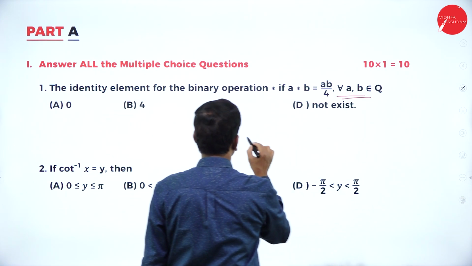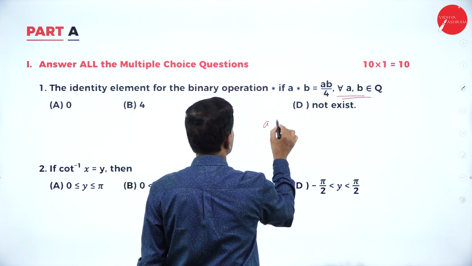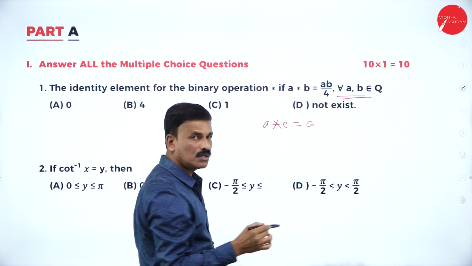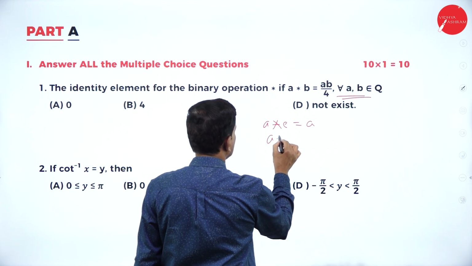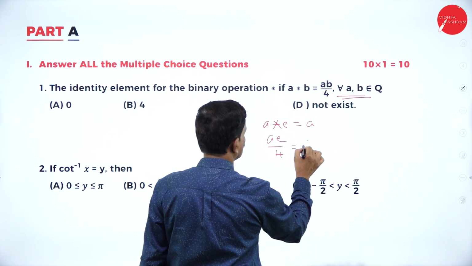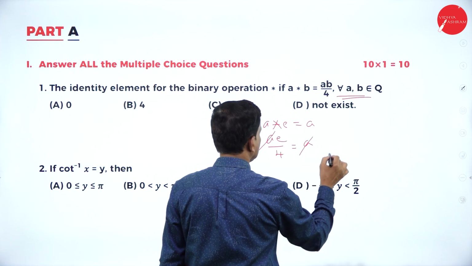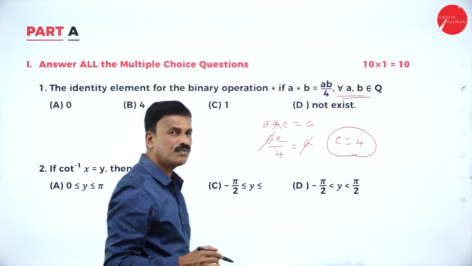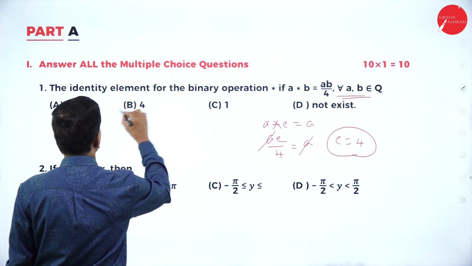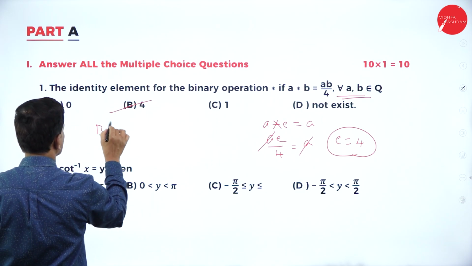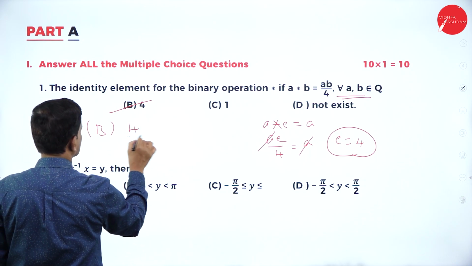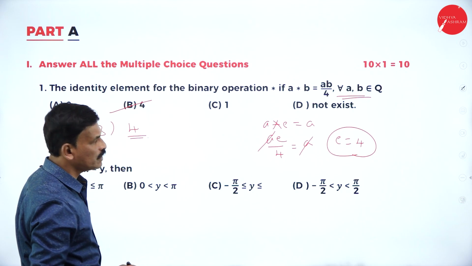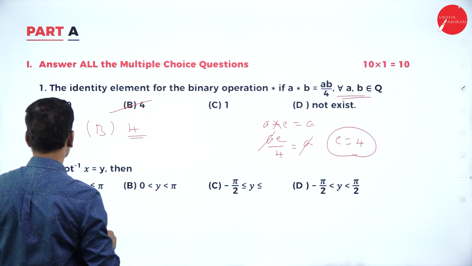Here, what is the property for the identity element? A star E is equal to A. What is given? A star B is equal to AB by 4, so A star E is AE by 4, which is equal to A. Just cancel A, and E gets 4. E is equal to 4. So what is the answer? B. The answer for this is B, and write the answer also. 4 is the identity element. Now move on to the next problem.